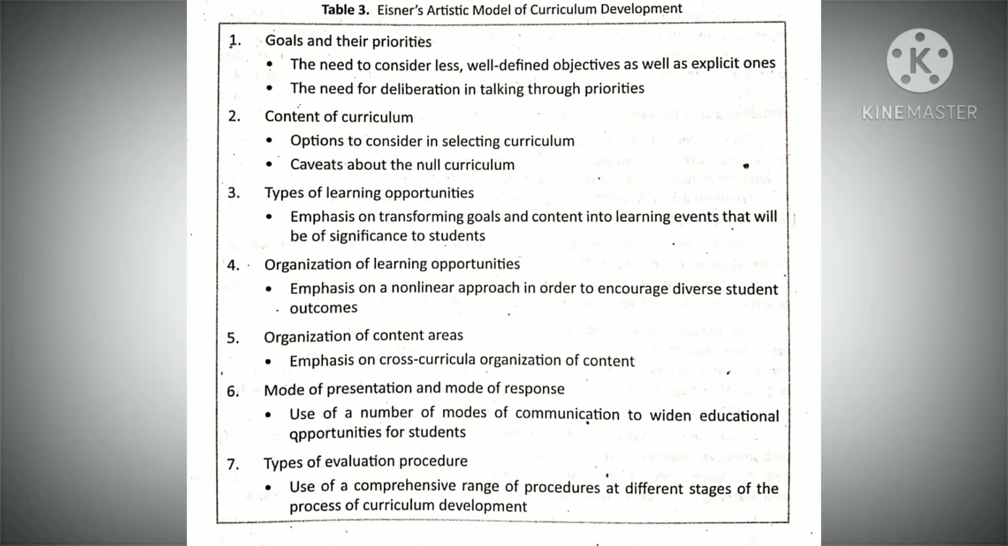Eisner's artistic model of curriculum development includes: number 1, goals and their priorities. Number 2 is the content of curriculum. Number 3 is types of learning opportunities. Number 4, organization of learning opportunities. Number 5 is organization of content areas. Number 6 is mode of presentation and mode of response. Number 7 is types of evaluation procedures.